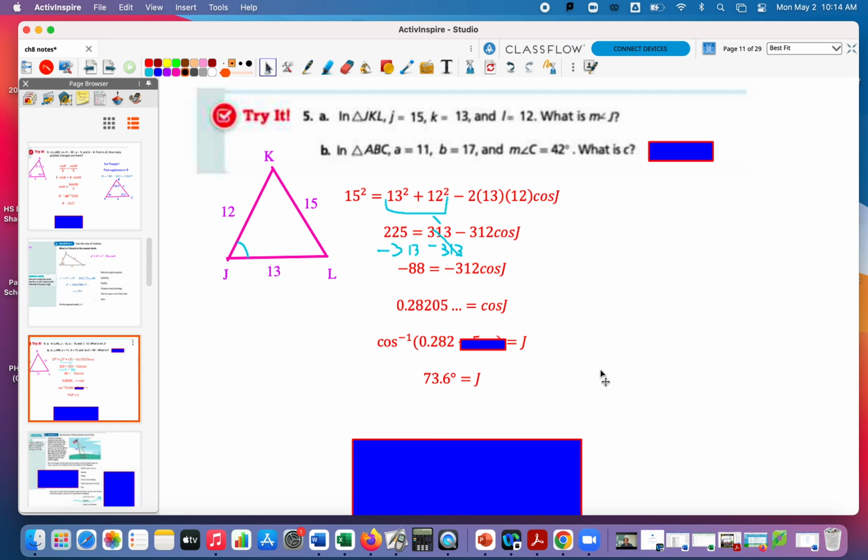73.6 degrees. Okay, so cosines can also be used to find missing angles. There is no ambiguous case here, like we talked about with law of sines. What you see is what you get, which is another reason I like law of cosines. Like I said, it looks more intimidating, but it's kind of nice.